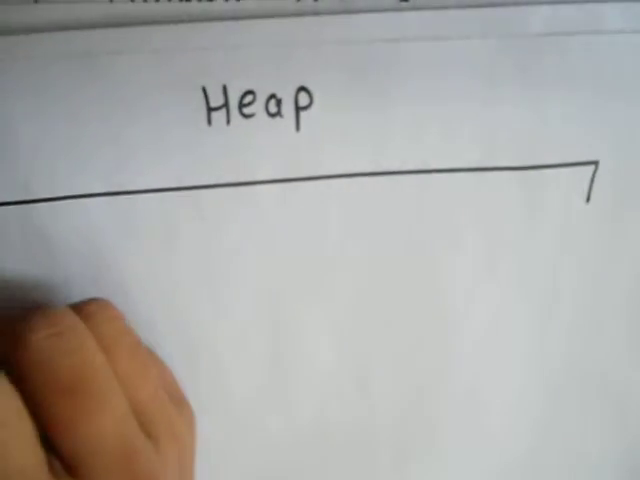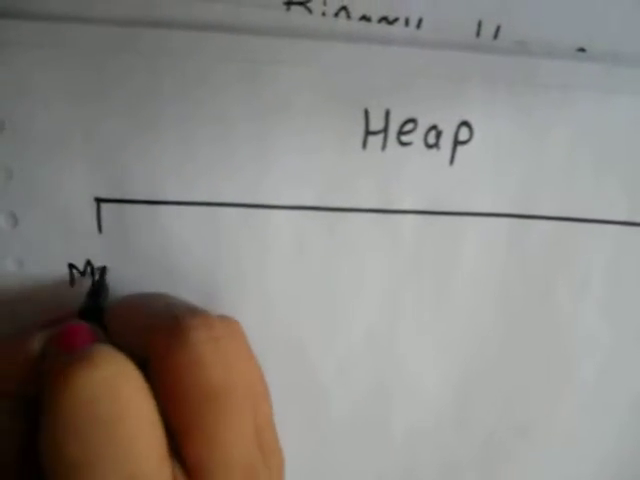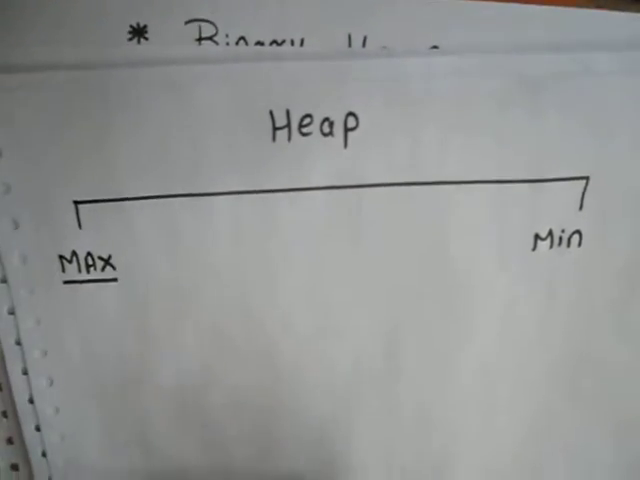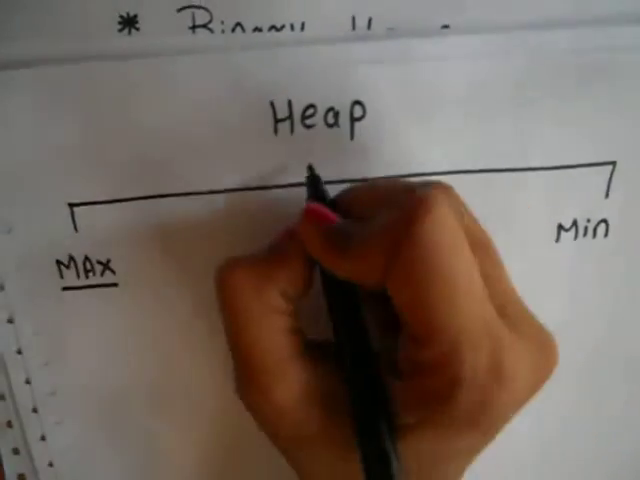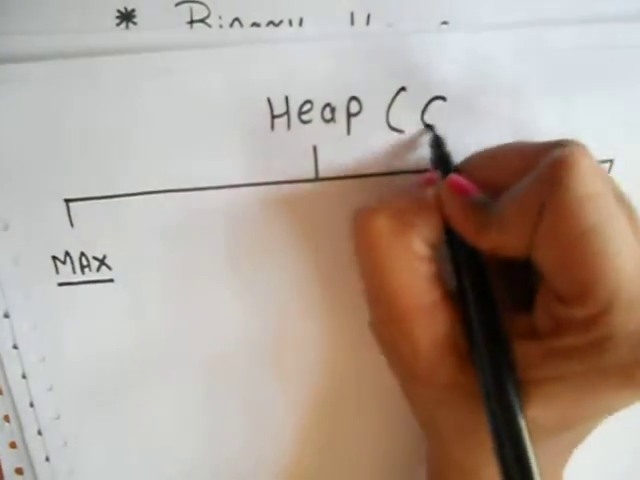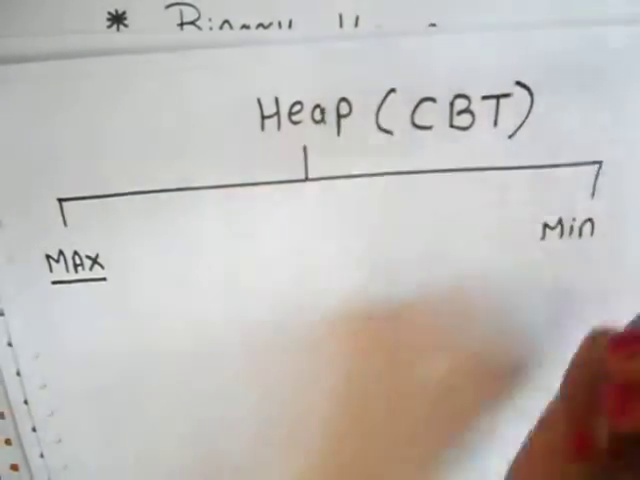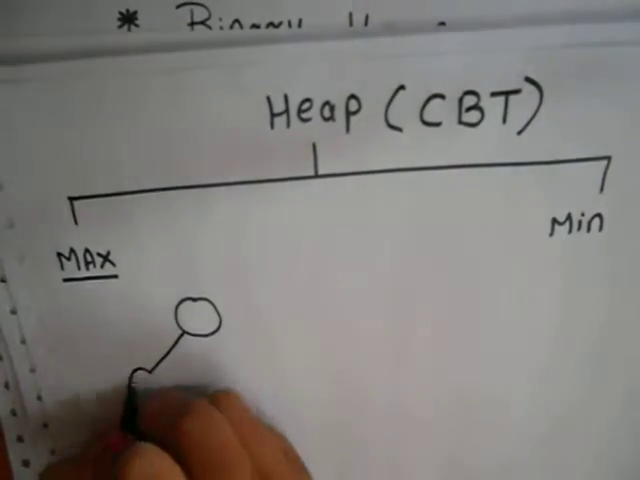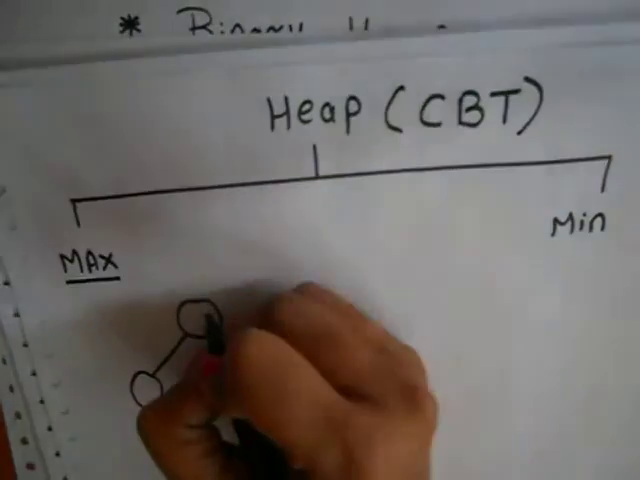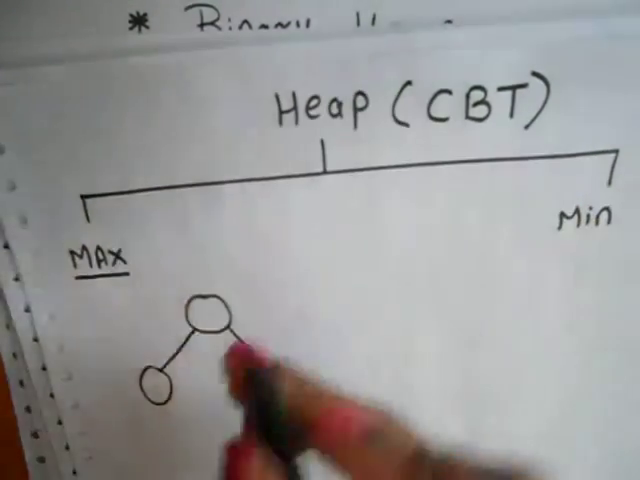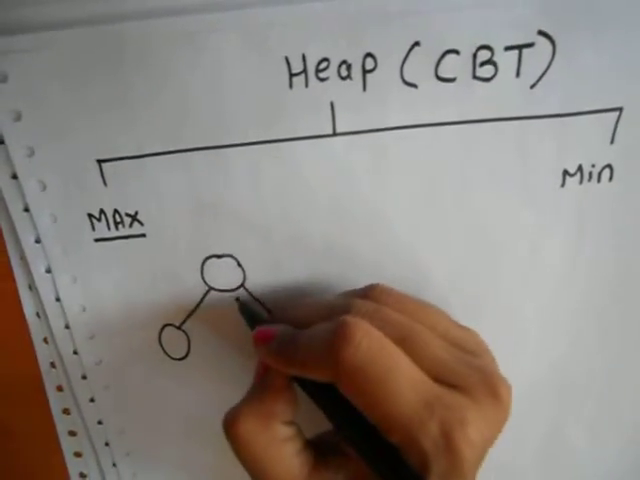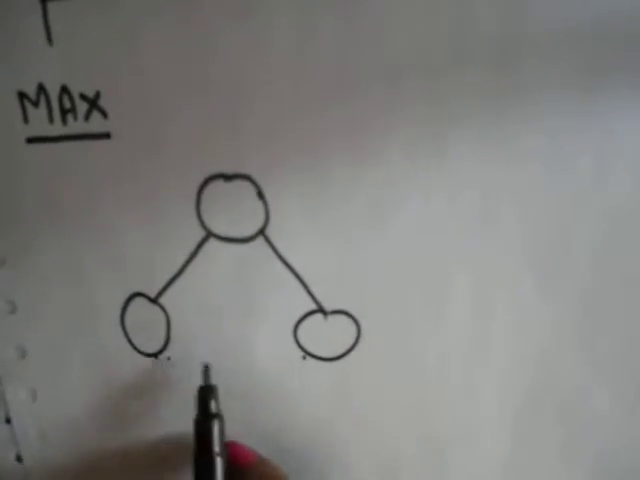So basically heap has two types. First one is max heap and the other is min heap. Now what is the meaning of max heap? Again, max heap and min heap are the types of heap, and heap is nothing but the complete binary tree. So in max heap, if I consider any node, the value of that node, or the value of the parent node, should be greater than its children.